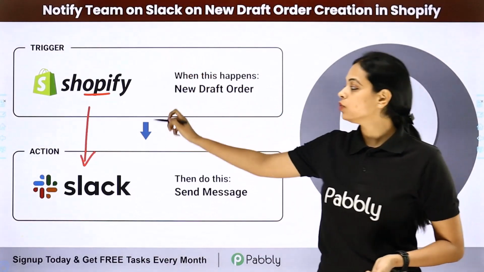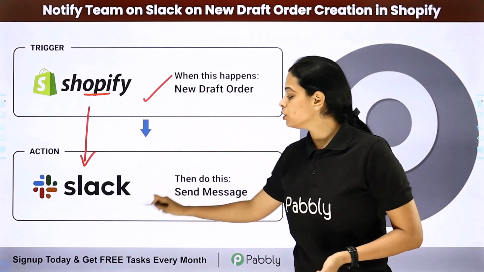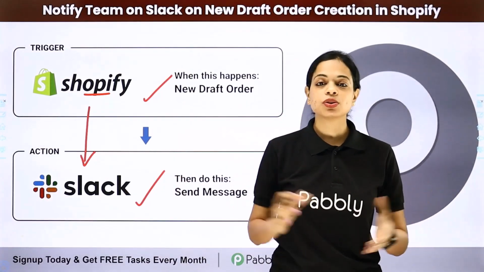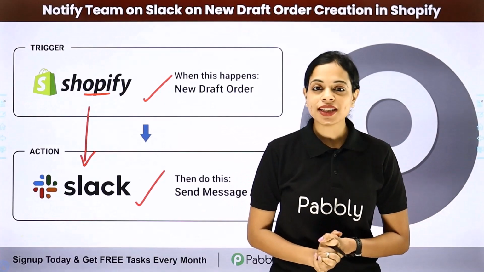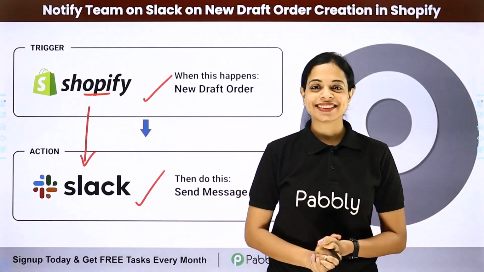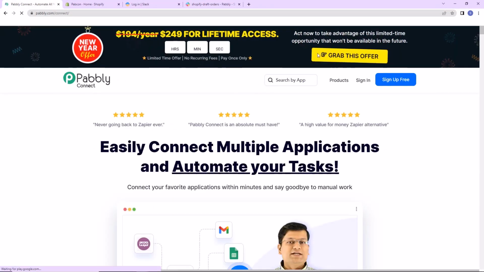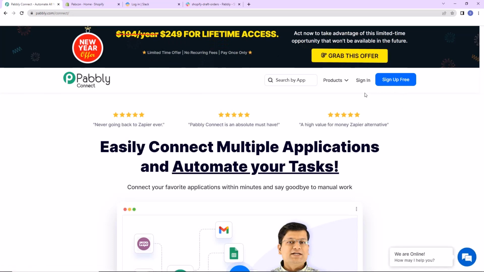Here, your trigger application would be Shopify and your action application would be Slack. Now, how can you integrate and automate this entire process yourself? To understand that, let me take you to my screen. To begin with the process, we are first going to type the URL pabbly.com/connect, and as we do that, we have reached the landing page of this software. On the right hand side, we can see two options, sign in and sign up for free. If you are an existing user, simply click on sign in, and if you are a new user, click on sign up.